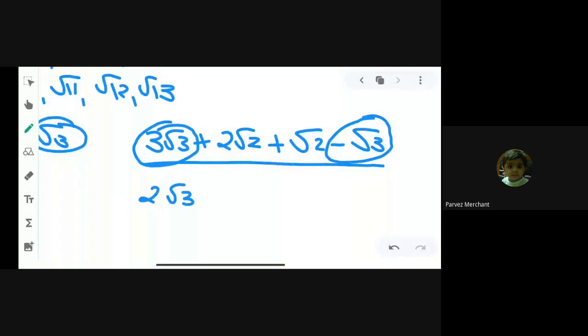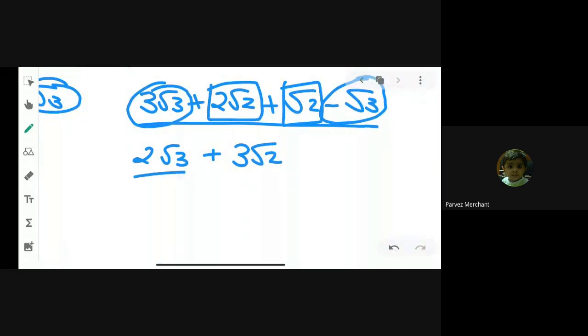Then you can see the second and third terms, 2 root 2 and root 2. These two terms are also like terms. So we can add these two terms. So 2 plus 1, 3 root 2. Right? But at the final, you can see these two terms are unlike terms. So it is your final answer. We cannot add these two terms again. Clear all of you?